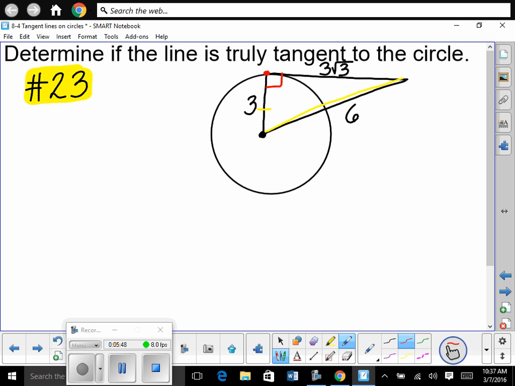So now we're going to determine, is the line truly tangent? If it is tangent, that is 90 degrees. And now don't we just have a right triangle here? So if we have a right triangle, this has nothing to do with tangent lines, but if we have a right triangle and we're talking side length, won't the Pythagorean theorem always be true if you have a 90-degree angle? Yes. Okay, so let's first figure out here what we're looking at.